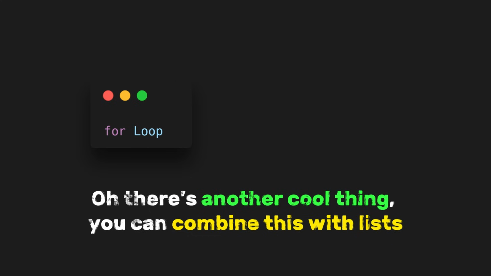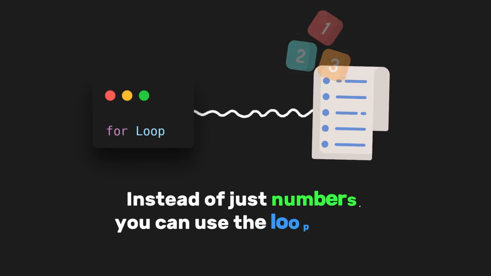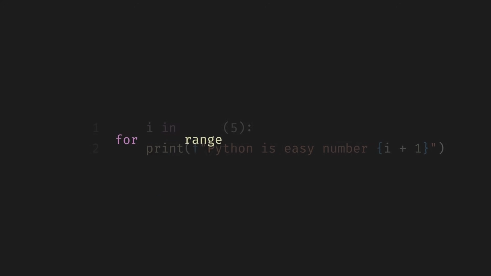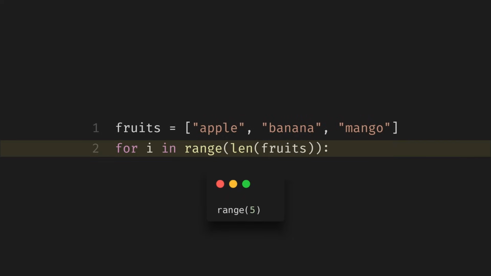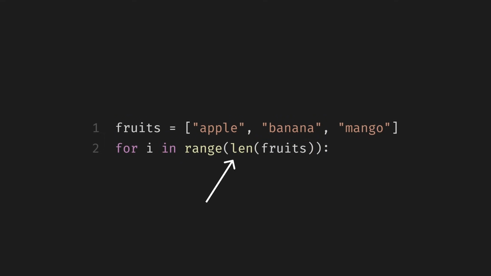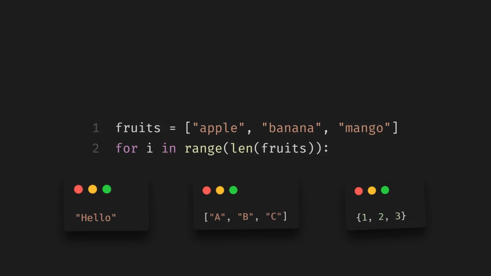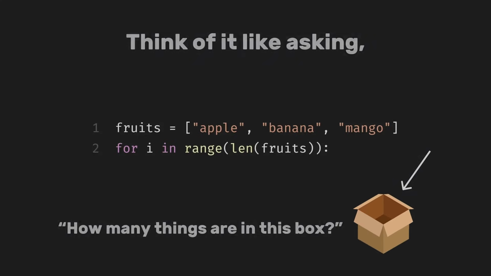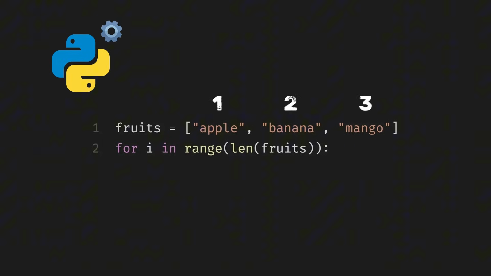Oh, there's another cool thing. You can combine this with lists. Instead of just numbers, you can use the loop variable to reference items in a list. For example, let's declare a for loop, but instead of using range, we'll use the fruits list we created earlier. We used another built-in function provided by Python called len. It takes a sequence like a string, list, or other data types as input and returns the number of items in that sequence. Think of it like asking, how many things are in this box? And Python counts them for you automatically.